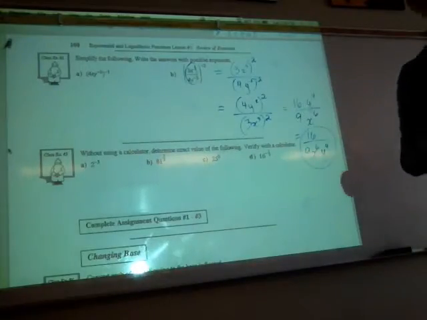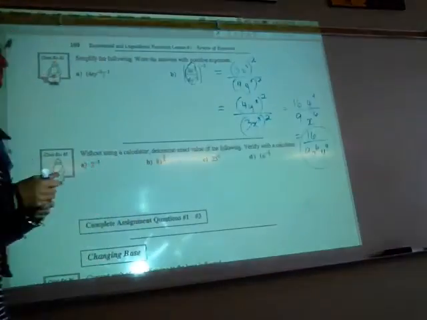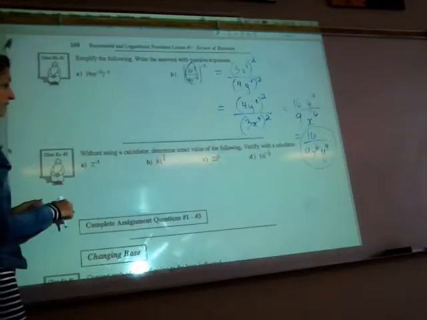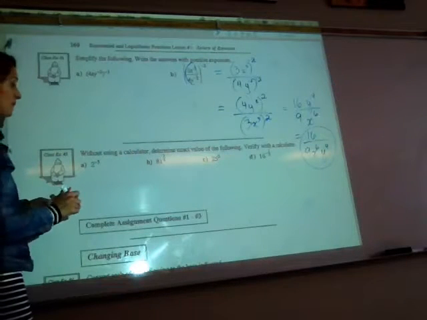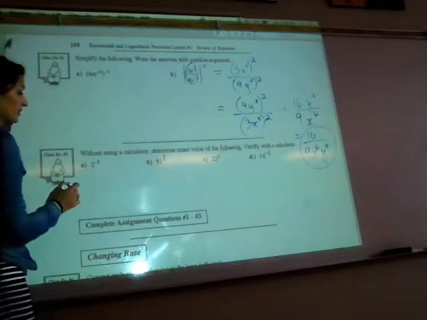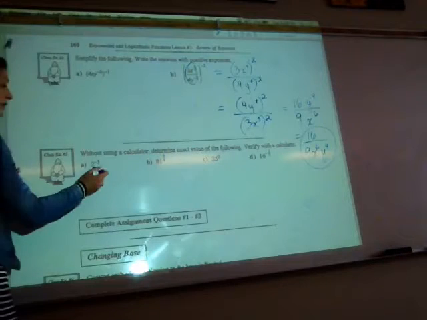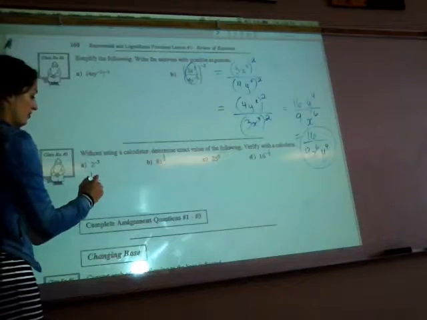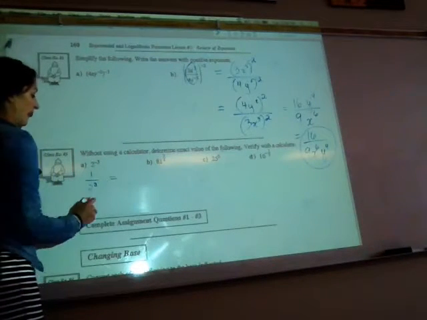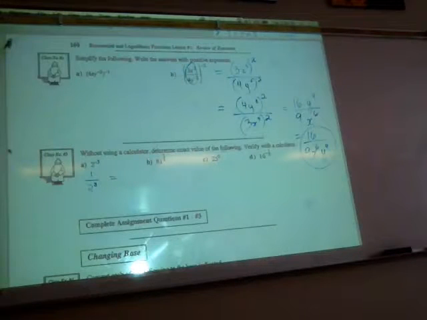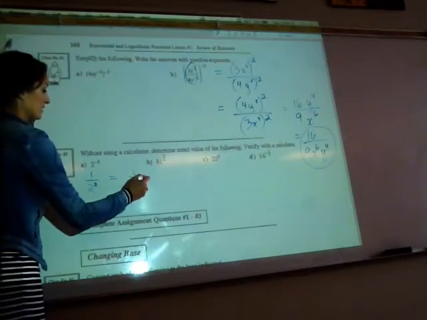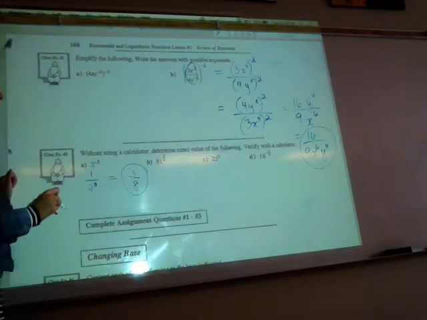Next one, we're just going to look at a few questions. We're not allowed to use our calculator, so we're going to evaluate to exact form without a calculator. If we change this so we have a positive exponent, we get 1 over 2 to the power of 3. And 2 to the power of 3 is 2 times 2 is 4, times 2 is 8. So we get 1 over 8.